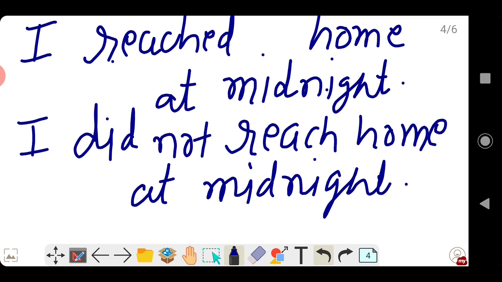That is very important. If you know it right away at the first step, definitely you will work hard, and that is your job. And you are really liking it. I didn't reach home at midnight. Did I reach home at midnight?